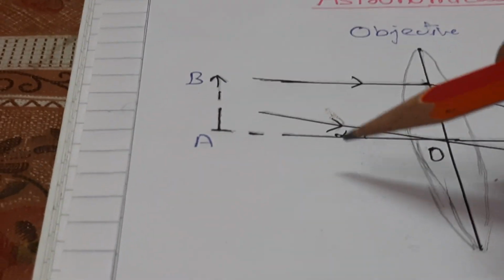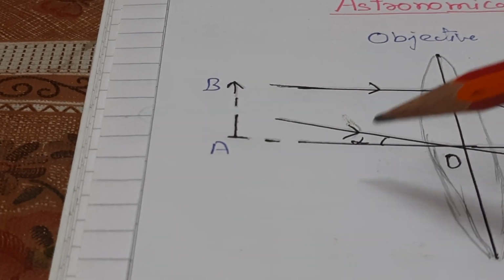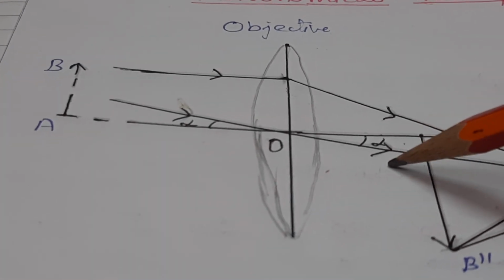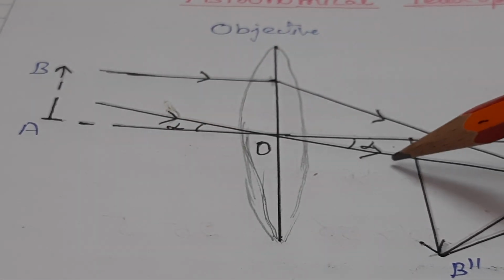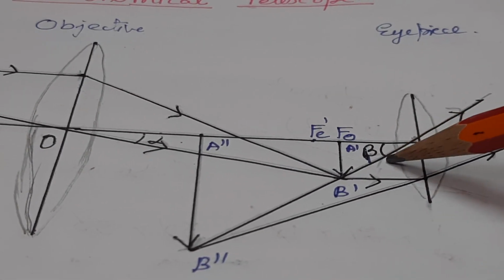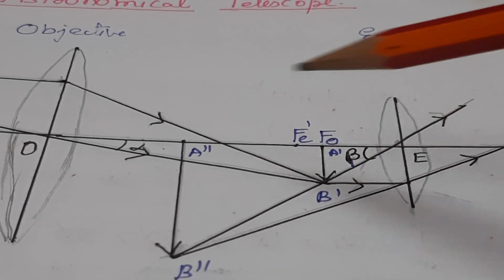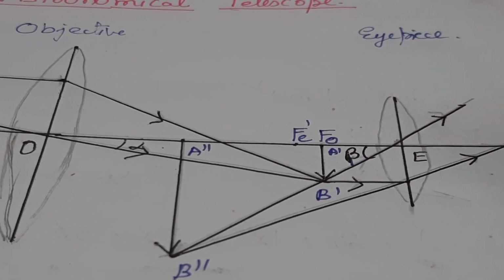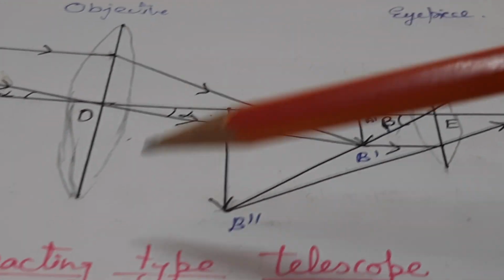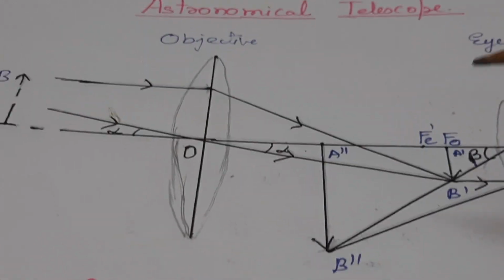Now you know alpha is the angle made with our actual object. This is alpha. For calculation we will take the vertical opposite angle, so this will also be alpha. And now the beta angle will form only for the final image. The angle made by the final image is beta, which we will need for the derivation. So this is your refracting type astronomical telescope diagram.